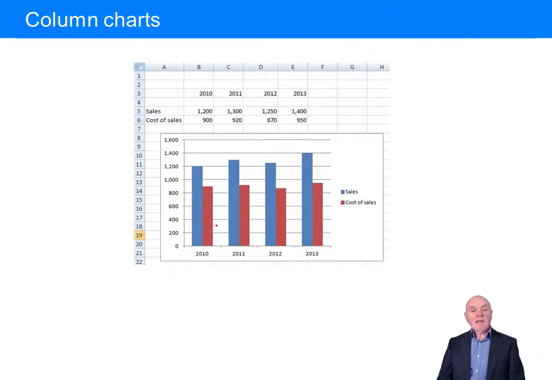We begin now looking at various sorts of charts. We'll go through these very quickly, or most of them very quickly, because they're pretty straightforward. Here is what's called a column chart. It just presents the data in columns. So here we have 4 years' worth of sales and cost of sales. The sales are the blue, the cost of sales are the red figures.